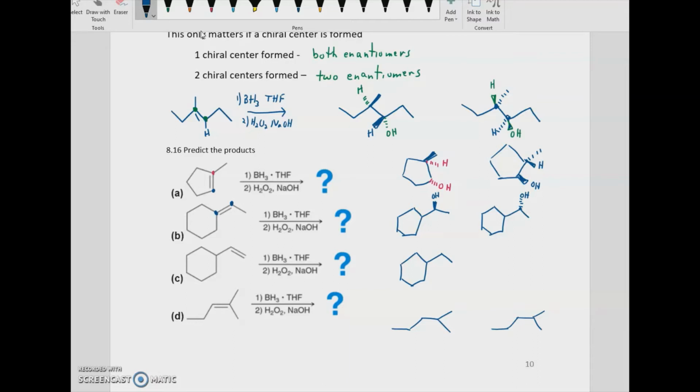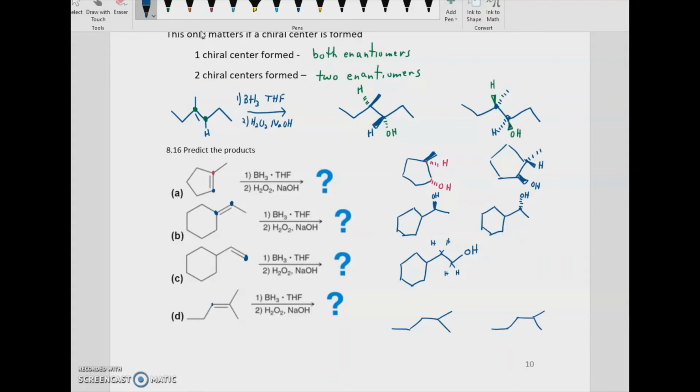So the next one, we are going to add the hydroxy to the least substituted position. So we'll add it here. We have not made a chiral center. There are two hydrogens here, so that's not chiral. And there are two hydrogens here, so that's not chiral. So we don't need to draw any stereochemistry.